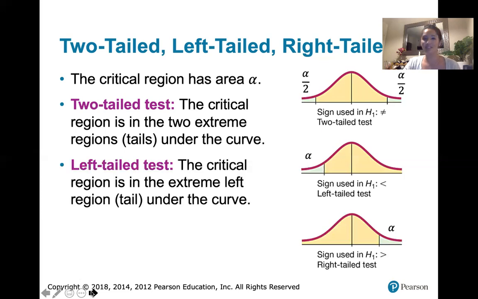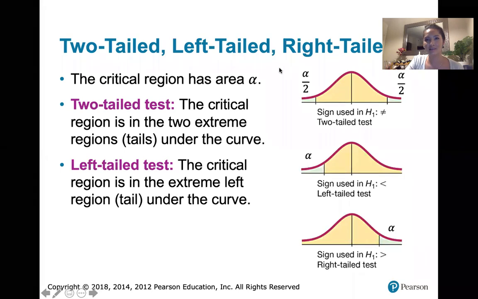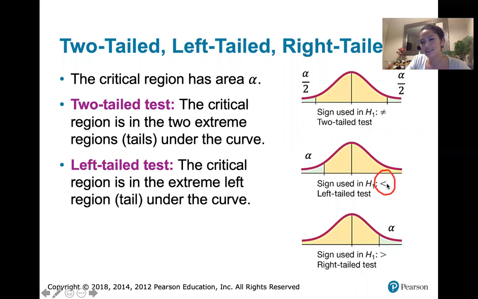Now, we will have a left-tailed test whenever the alternative hypothesis includes this less than sign. See that right there, the less than sign? Notice that if you think of that less than sign as an arrow, it points to the left. So that points to the left tail. So this is a left-tailed test, and the less than arrow points toward the tail.